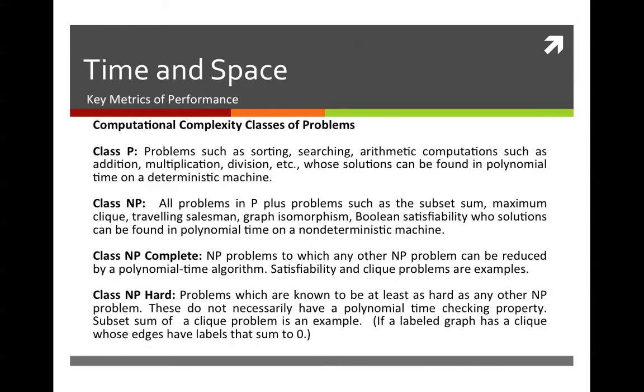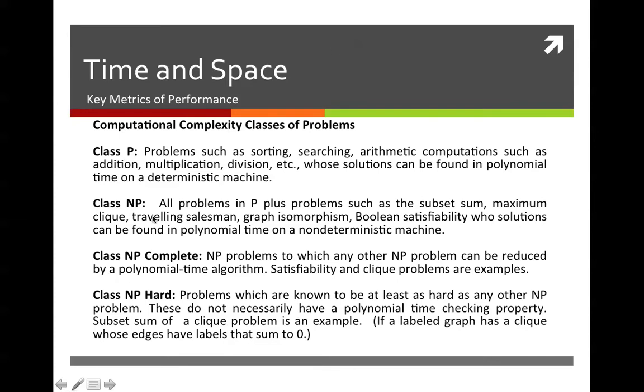So if we could summarize things real quickly, computer scientists looked at these problems and determined that they can be divided into about 4 classes, roughly. There are other classes and subclasses that could be described along the way, but these are the most major ones. The class P problems are those that we can solve on a deterministic machine in polynomial time: sorting, searching, arithmetic computations such as addition, multiplication, division, whose solutions can be found in polynomial time.